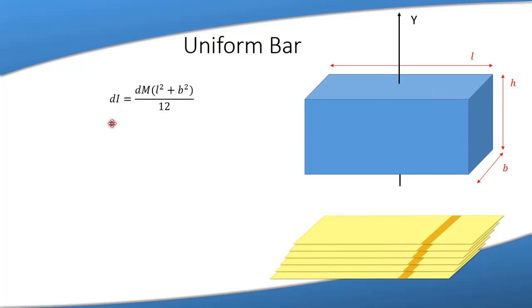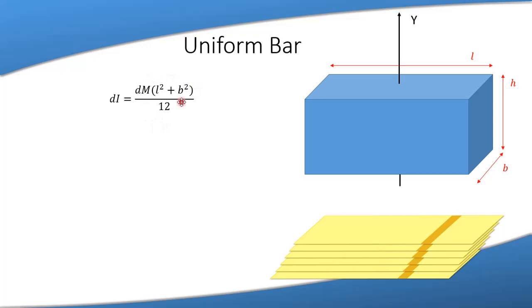We know that the moment of inertia of one single rectangular lamina about this axis is m into l square plus b square by 12. Here in this case, we are considering only a small portion of this big rectangular bar. We can give the mass as dm. Therefore, the small moment of inertia of only one rectangular lamina about the axis y is the small mass dm divided by 12 into l square plus b square.